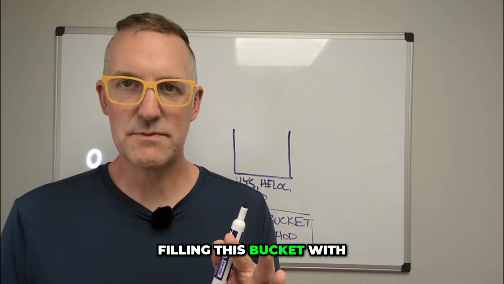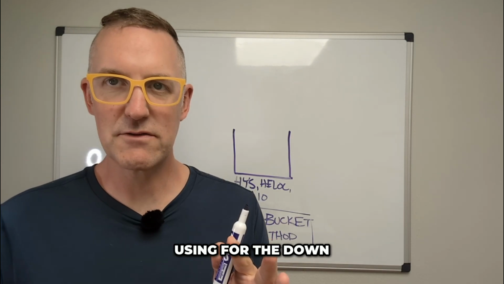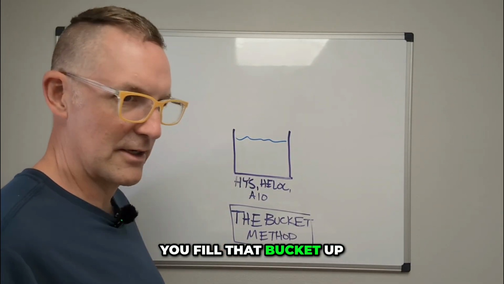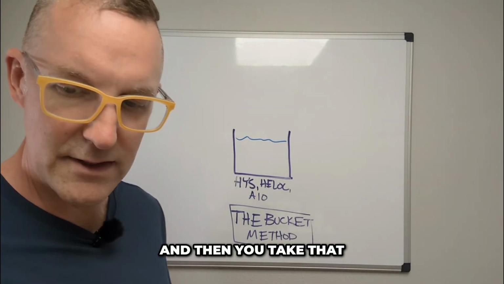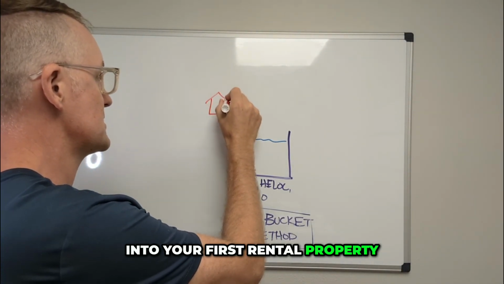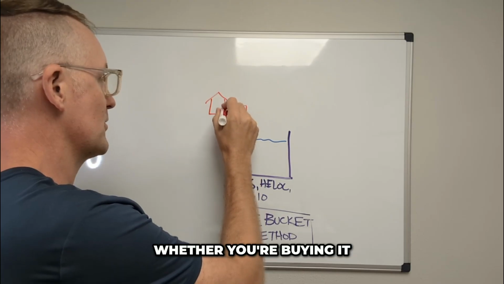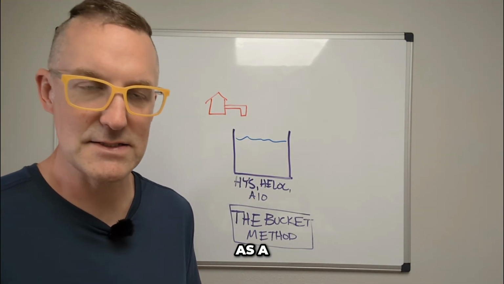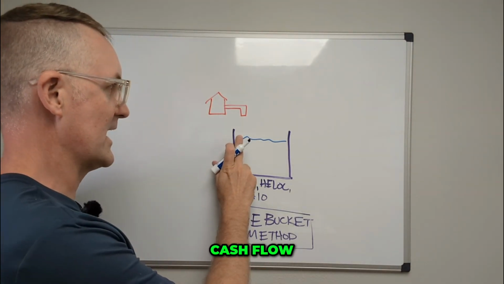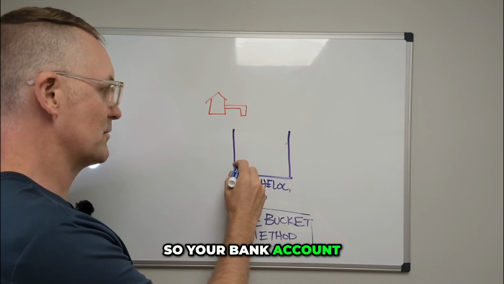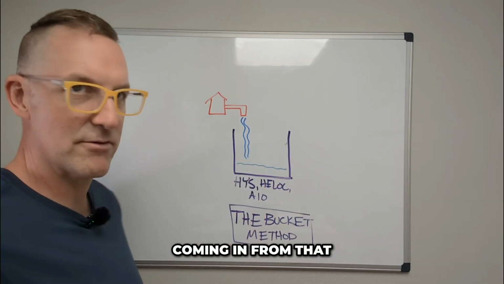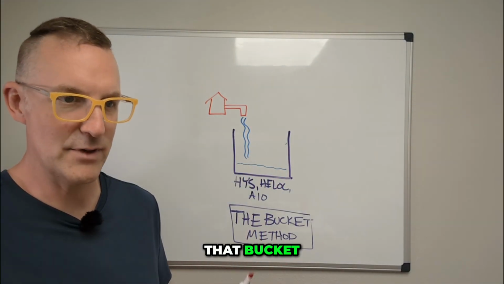You start off by filling this bucket with money from other sources that you will be using for the down payment on a rental property. So you fill that bucket up as much as you need to, and then you take that income and you put that into your first rental property. Whether you are buying it as a turnkey house, or as a fixer, whatever it is, as soon as you get it stabilized, it will be providing cash flow. Now, you've used all of this money, so your bank account or whatever account you're using might be down here, but now you've got some cash flow coming in from that rental property, and that's pouring equity into that bucket.